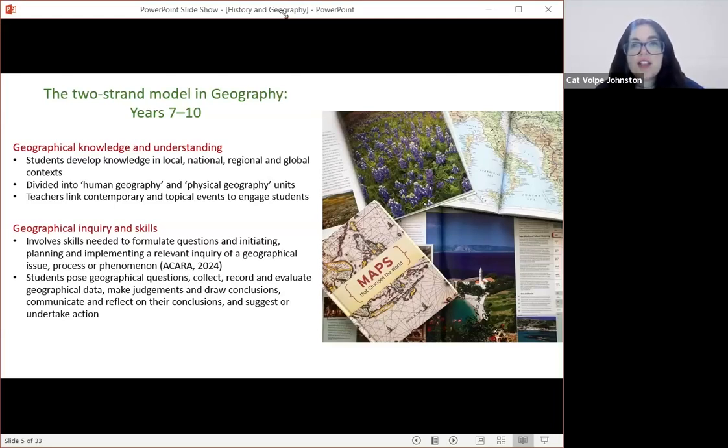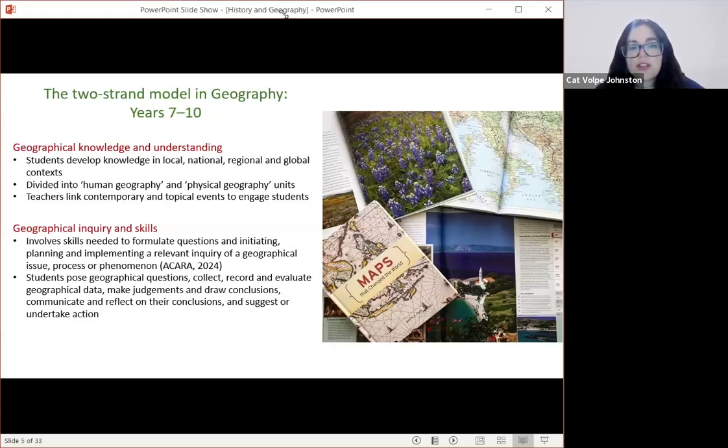Geography is divided into two branches. We have human geography and physical geography. Physical geography is where we are understanding and learning about the natural world, the environment. In human geography, we are looking at how people interact with the environment around them. In geography, we are also asking students to look at contemporary and topical events, and this can really engage them because it's relevant to their everyday lives.